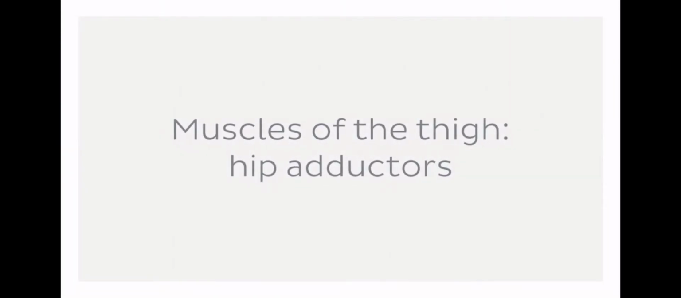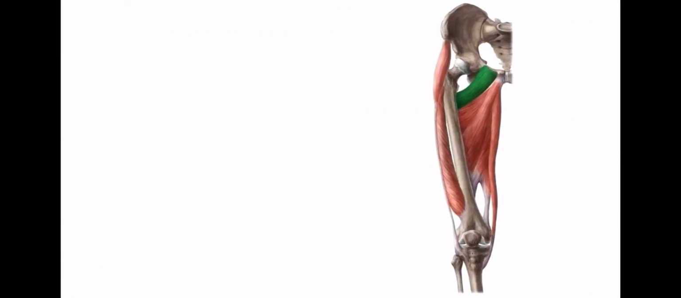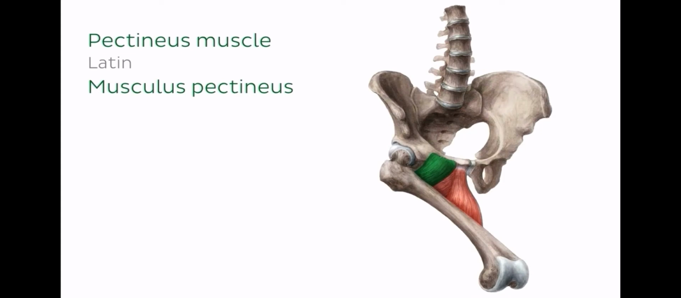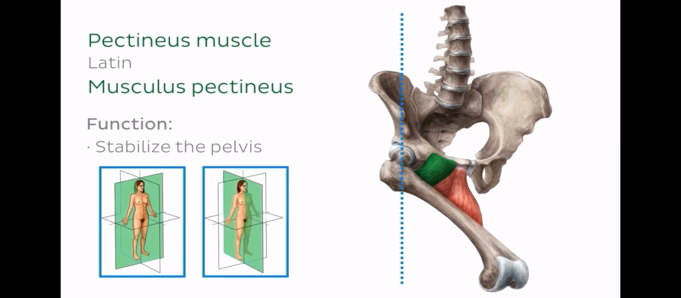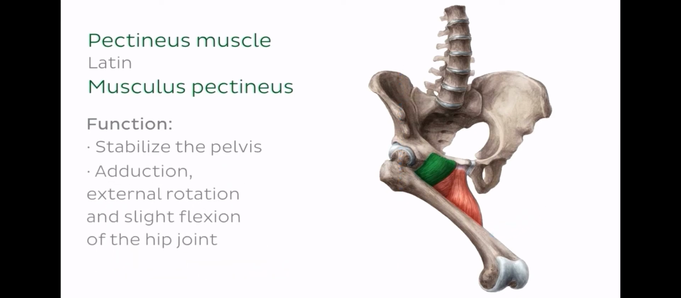All right, let's move on now to the hip adductors. And the hip adductor muscles are part of the musculature of the inner thigh. And the first of these muscles that we're going to be talking about is called the pectineus muscle, which we can see just here on our right. And you can see from the image that it's a flat muscle, and it helps to stabilize the pelvis in a coronal plane as well as the sagittal plane. And this muscle also facilitates the adduction, the external rotation, and slight flexion of the hip joint when it contracts.